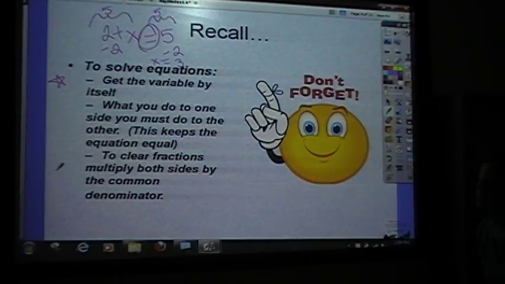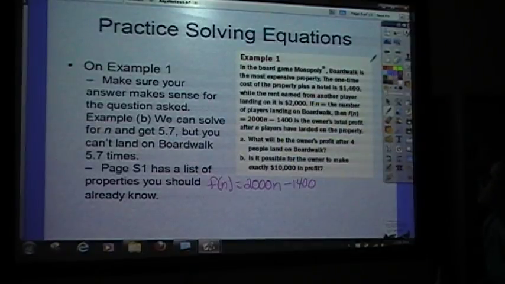And to clear fractions, because sometimes you guys have a little panic attacks when you have fractions, you multiply both sides by the common denominator. It doesn't have to be the least common denominator, although that will make it the nicest. It just has to be a common denominator, and you multiply both sides, each and every piece. Okay? So let's jump in here and look at some examples.